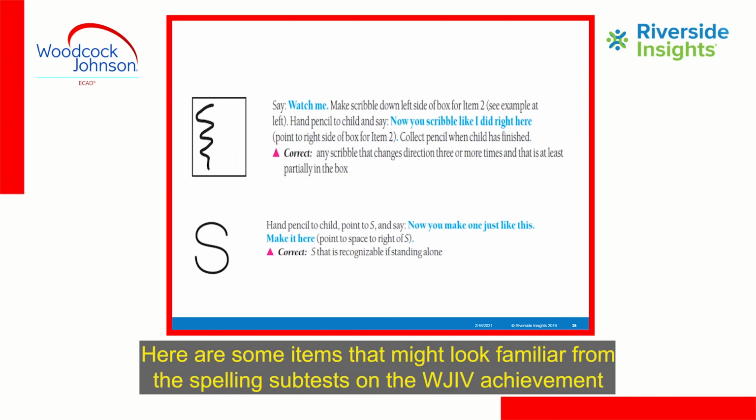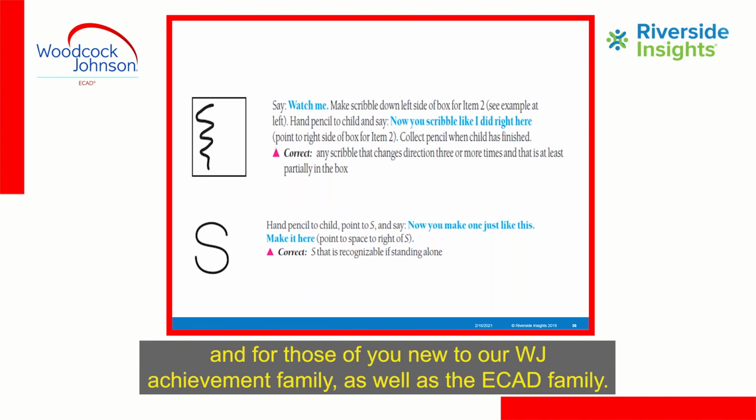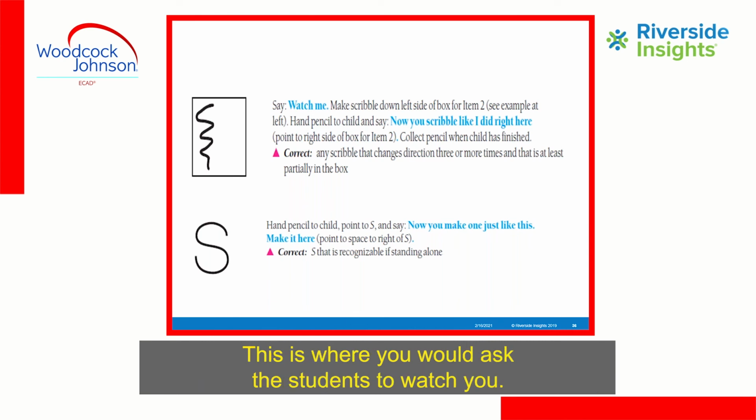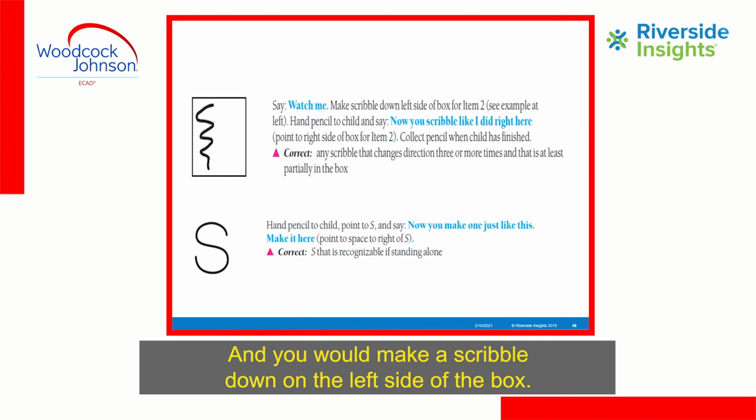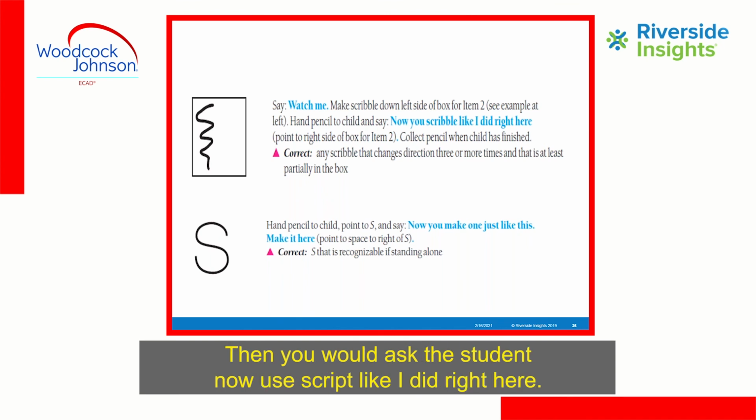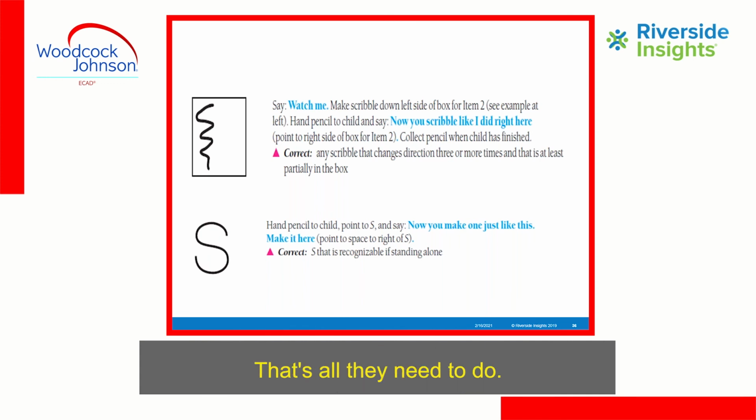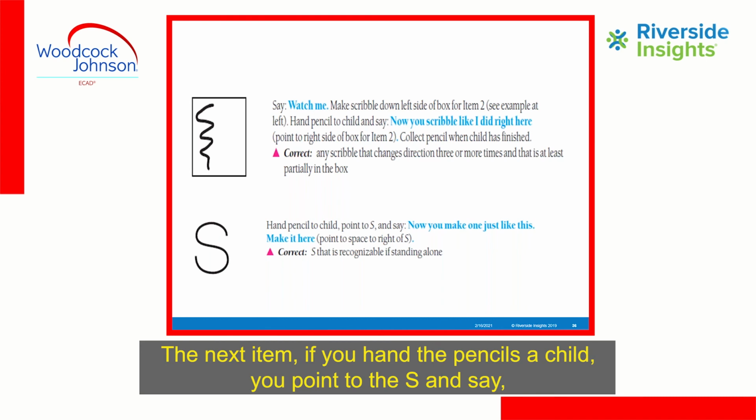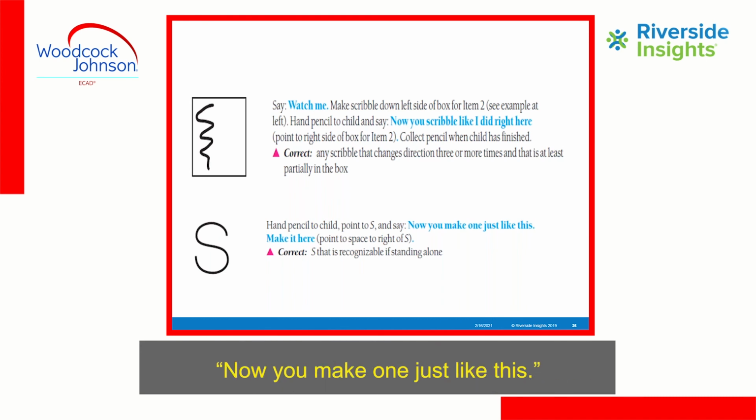Here are some items that might look familiar from the spelling subtest on the WJ4 achievement. And for those of you new to our WJ achievement family, as well as the ECAD family, this is where you would ask the student to watch you, and you would make a scribble down the left side of the box. Then you would ask the student, now you scribble like I did right here. That's all they need to do. The next item is you hand the pencil to the child, you point to the S and say, now you make one just like this. Make it here.